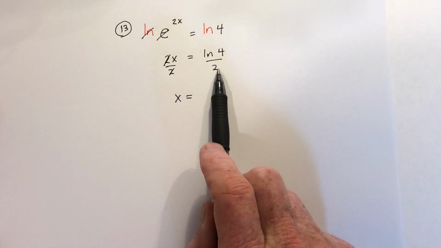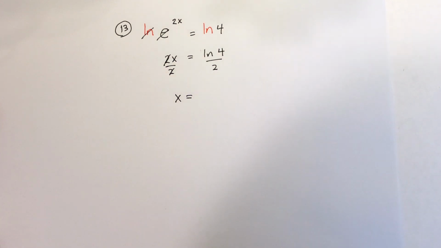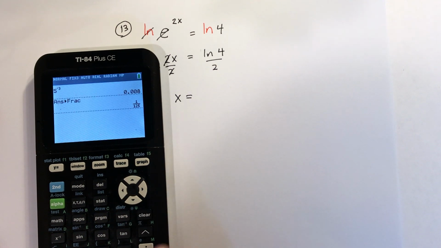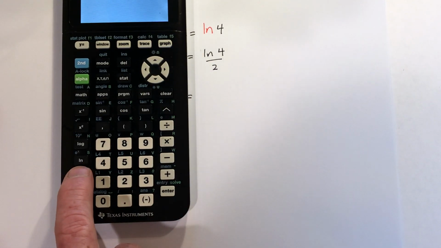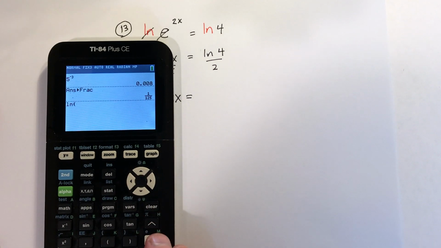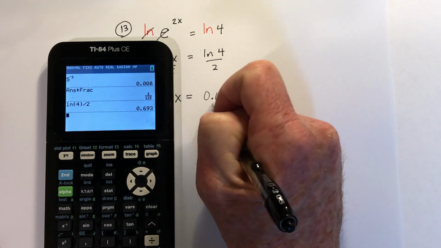And if on the homework they ask for an exact answer, you just type that in. If they ask for a decimal, then we're using the ln right here. So just find ln of 4, and then that's divided by 2. And so it is 0.693.